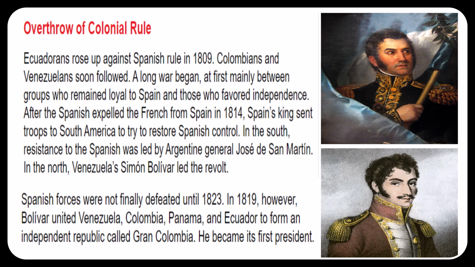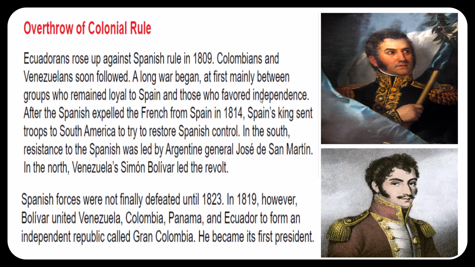And they are pictured here. Here is San Martín, and here is Bolívar. Spanish forces were not finally defeated until 1823. In 1819, however, Bolívar united Venezuela, Colombia, Panama, and Ecuador to form an independent republic called Gran Colombia. He became its first president.